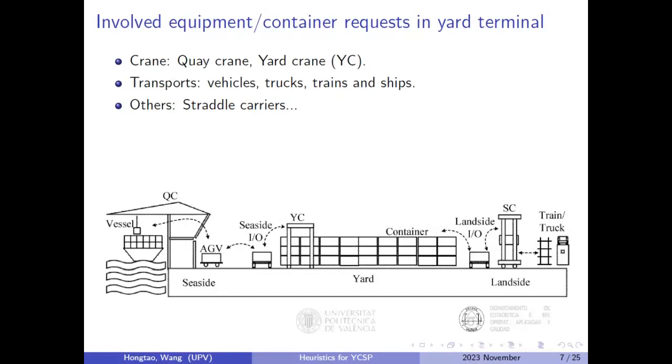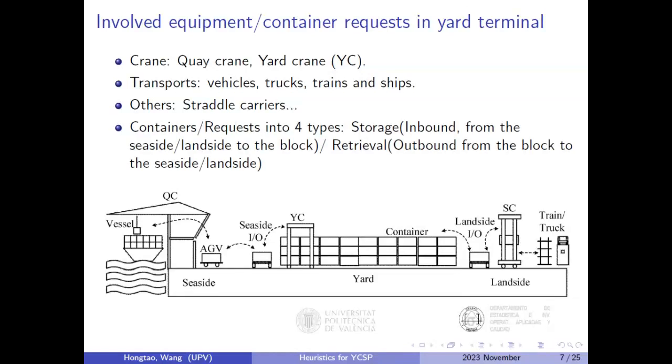Basically, we have the yard and two sides, so containers can get out this way or that way. Of course, containers also need to be put inside the yard. They can come from the vessels, be transported by vehicles, and then go through the input output finally inside to the yard. So we have two sides, out operations and get-in operations, so totally we have four kinds of containers: storage containers and retrieval containers. Storage containers are stored inside the yard. The retrieval containers are already here, and they need to be retrieved out of the yard. They may go to the seaside or land side.